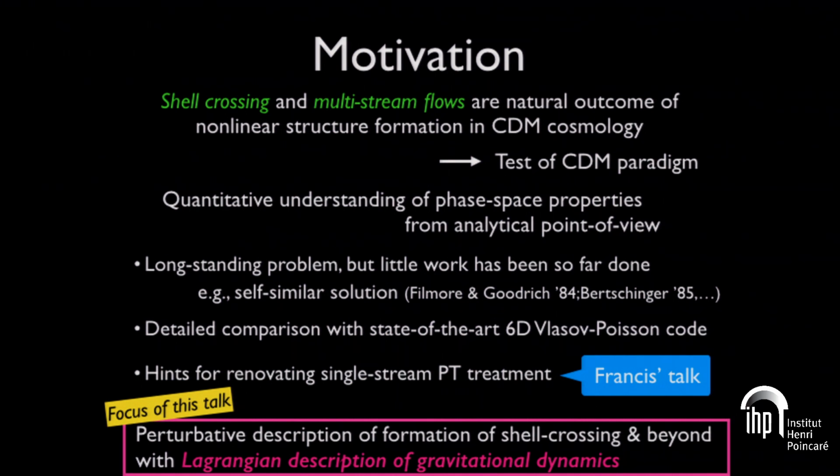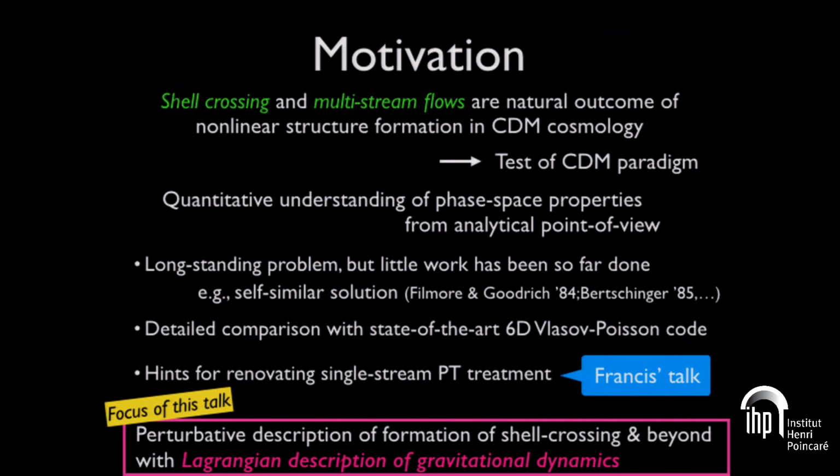So my main motivation is: how can we deal with shell crossing and multi-stream flow? This can be an important or unique feature of cold dark matter. If we can observationally detect single stream, shell crossing or multi-stream, it may provide a unique test of the cold dark matter paradigm. To do that, a quantitative understanding of shell crossing and multi-stream flow is really important, especially looking at the phase space distribution.